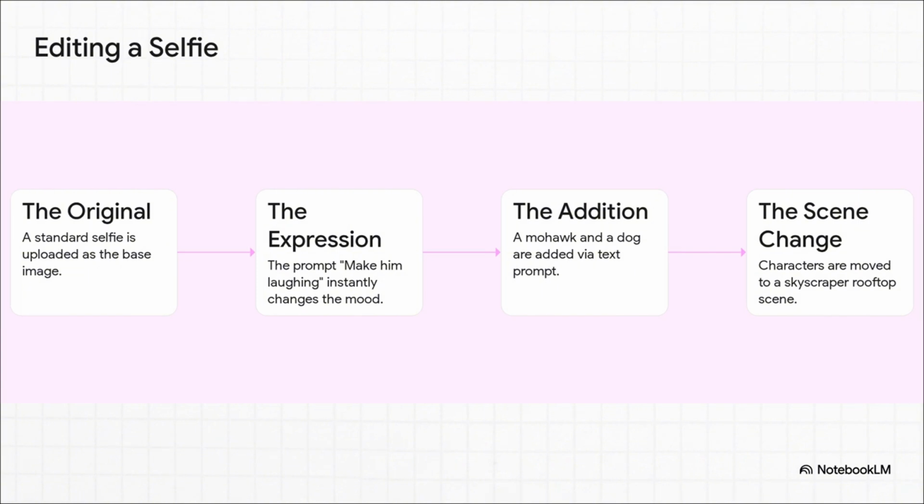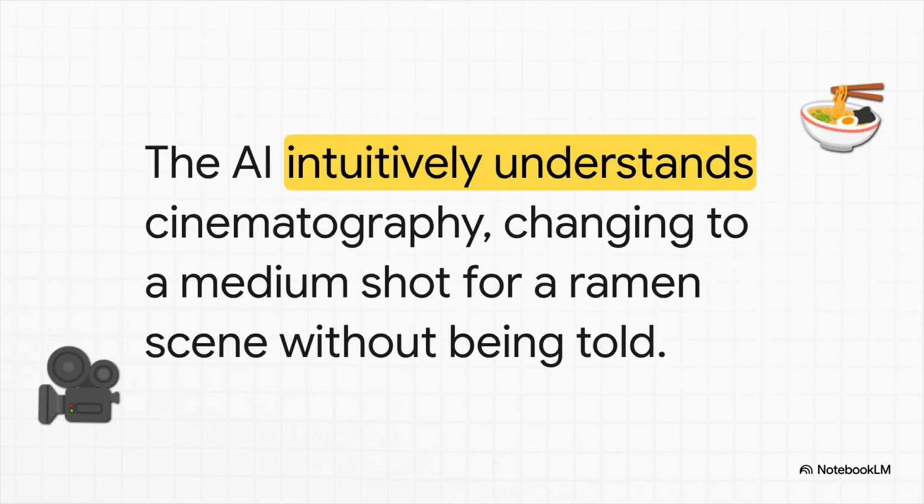It's just so powerful. But you know, the AI's intelligence here goes way beyond just adding stuff to the picture. When someone prompted it, say, man and make him eating a delicious ramen, the model didn't just slap a bowl of noodles in front of him. No, it intuitively changed the whole shot to a medium angle. You know, the kind of shot you'd actually use to frame someone eating. It's like it has a basic understanding of cinematography.